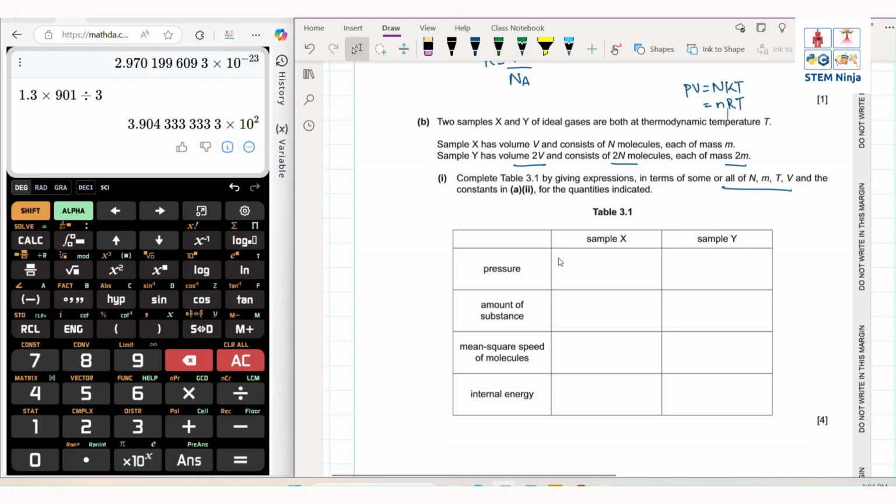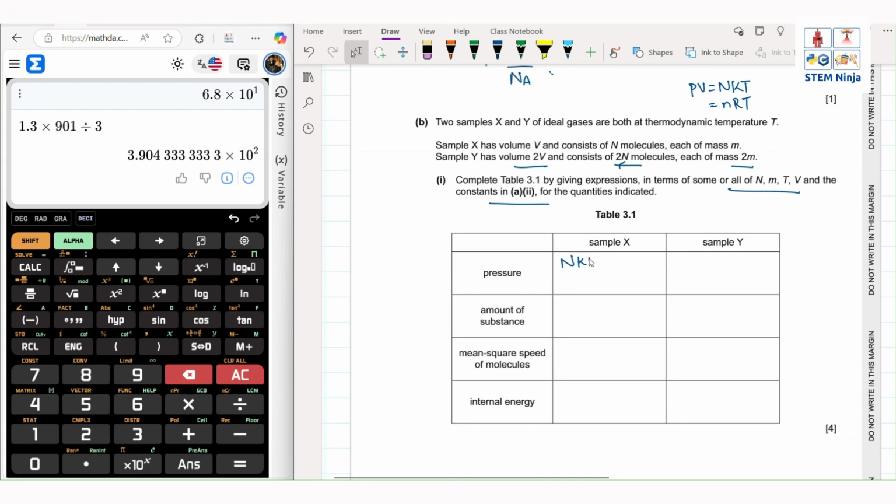So for pressure, NkT over V, just simply rearranging this equation. We can have an alternate of this one also. But since small n, which is the number of moles, is not included in these quantities, we have to rewrite n. N is number of molecules over Avogadro's constant. So if we replace k, we will have nRT over NA times V.